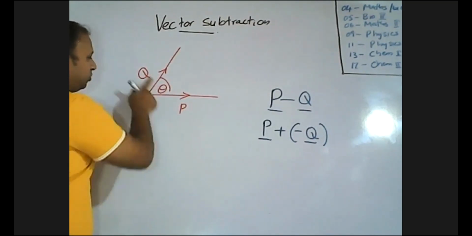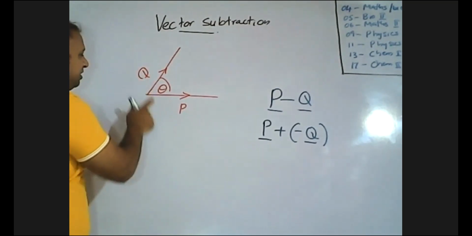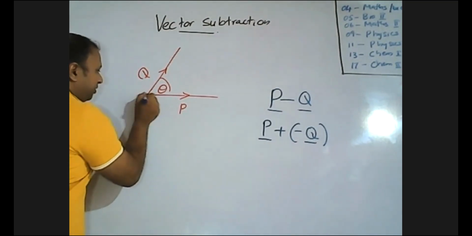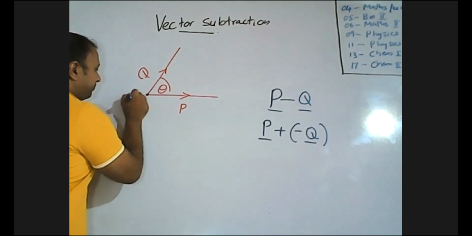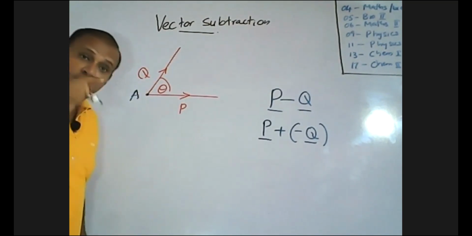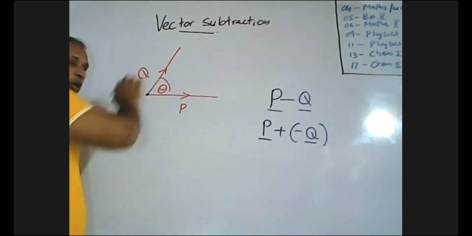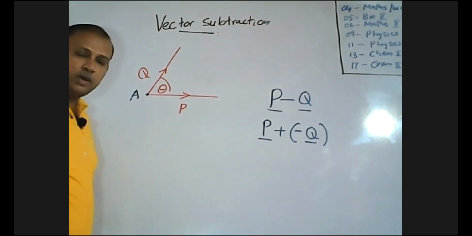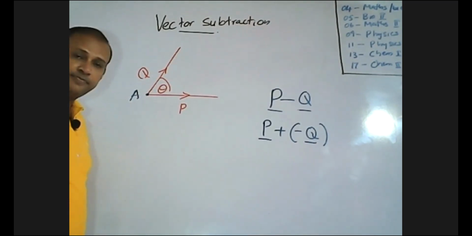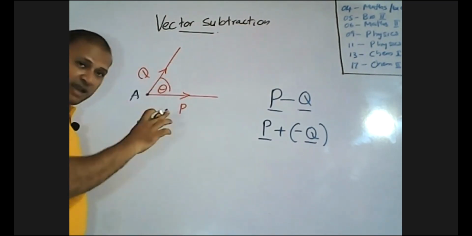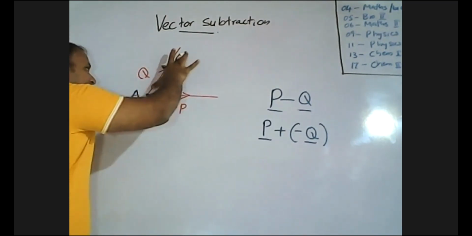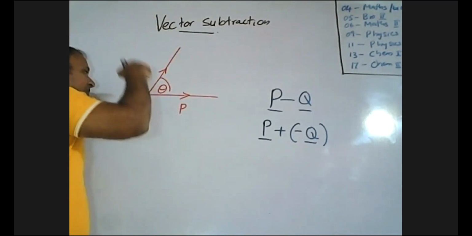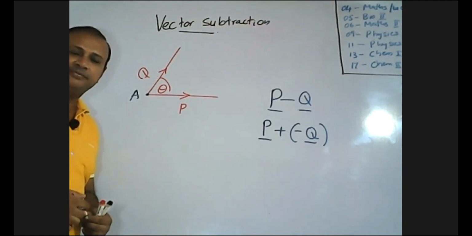Now, there are two vectors P and Q acting at the same point, no? This is the point. Suppose this point is A. Acting at the same point. So if you want to subtract P minus Q, then you have to take the minus Q vector. How to take the minus Q vector? You have to draw a vector which is same in magnitude and opposite in direction and acting at the point A.